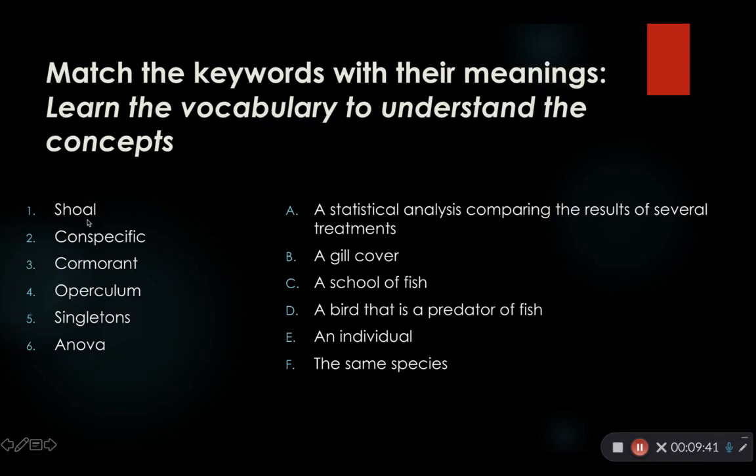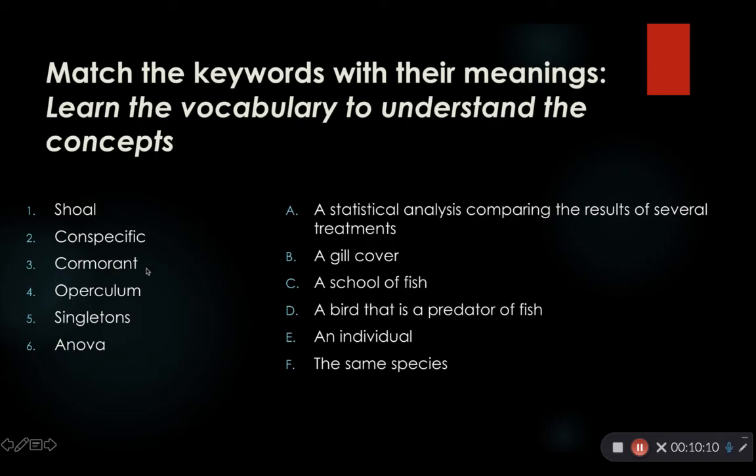So the first word is shoal. The first time I read this in a paper, when I think of a shoal, I think of something related to a reef. Well, in this case, the shoal is actually referring to a school of fish. So a shoal is a large group of fish. Conspecific, right? That is of the same species, so members of the same species.